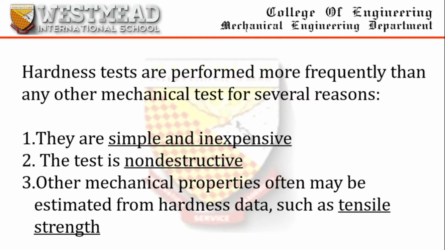Number 2, the test is non-destructive. So, the specimen is neither fractured nor excessively deformed. A small indentation is the only deformation. And number 3, other mechanical properties, such as tensile strength, often may be estimated from hardness data. The depth or size of the resulting indentation is measured and related to a hardness number. So, the softer the material, the larger and deeper the indentation, and the lower the hardness index number.